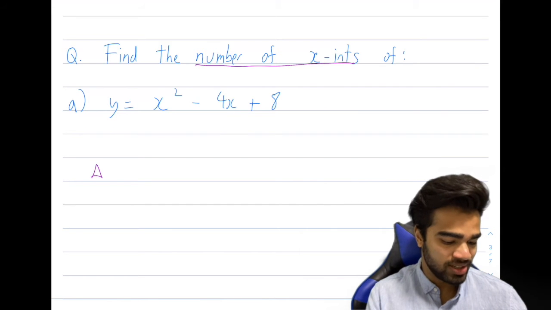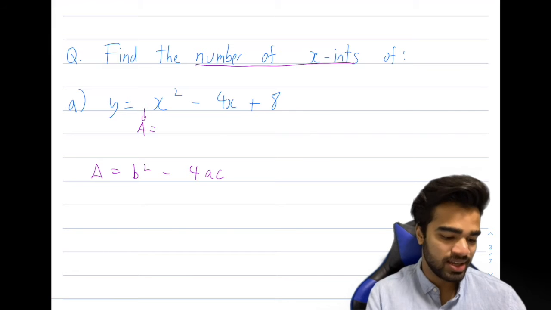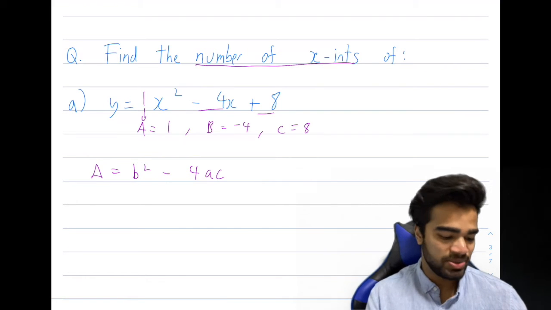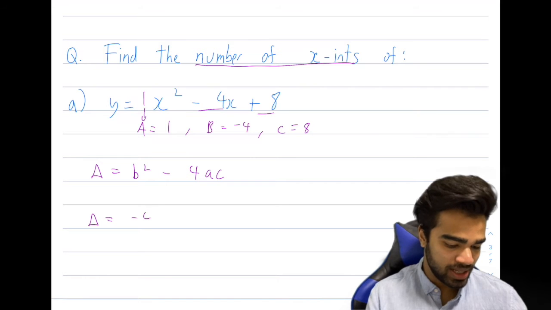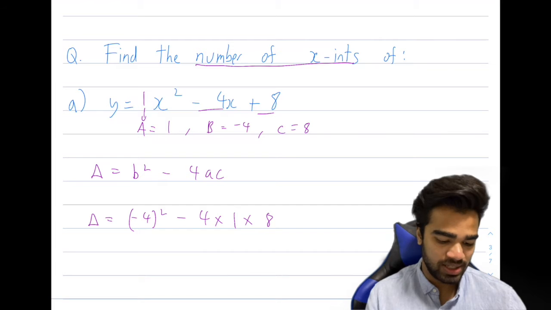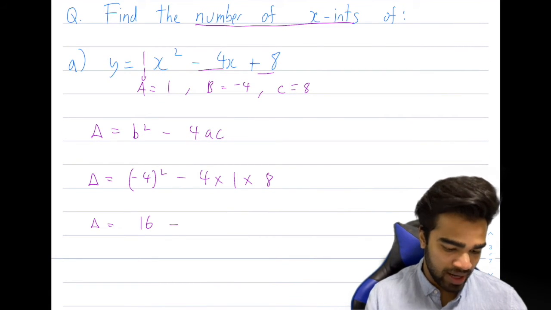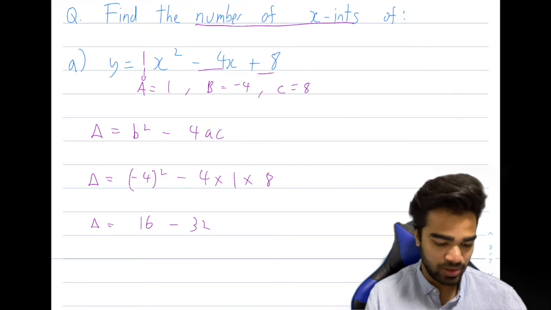So first we find the discriminant. Remember the equation for discriminant is b squared minus 4ac. This is a. A is still what, in this case? It's the coefficient of x squared. A is 1. B is negative 4. So same a, b, and c values. C is 8. So using those values, we can find the discriminant. Discriminant is b squared, so negative 4 squared minus 4 times a, which is 1, times c, which is 8. So discriminant is equal to 16 minus 8 times 4, which is 32.